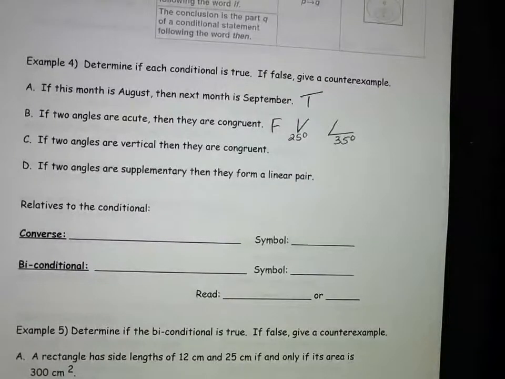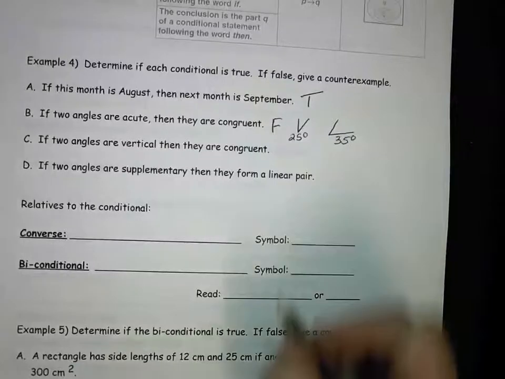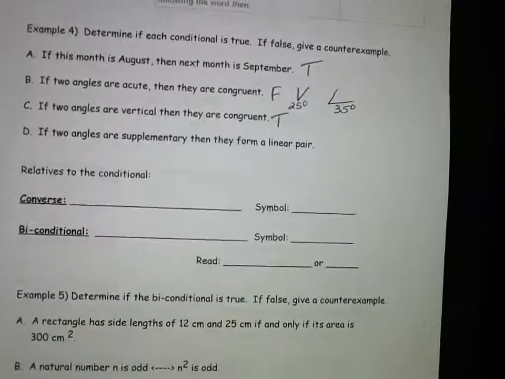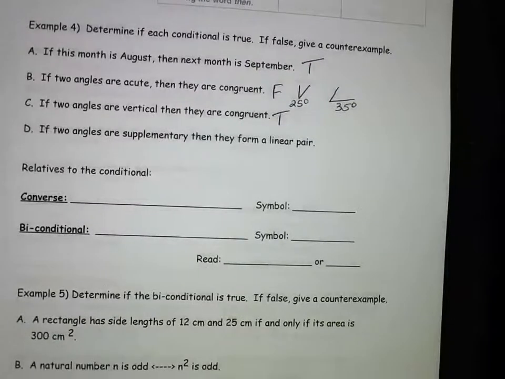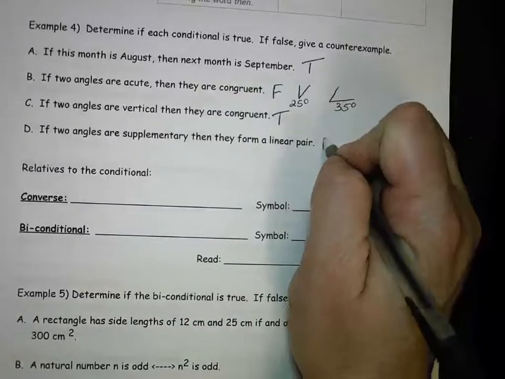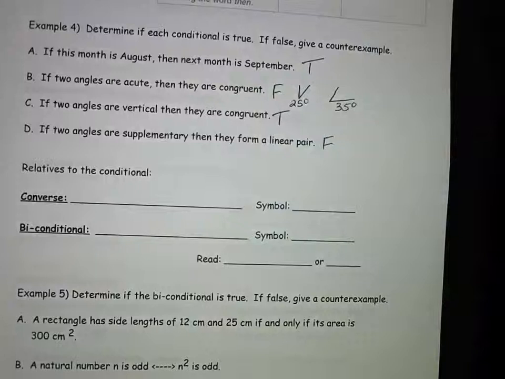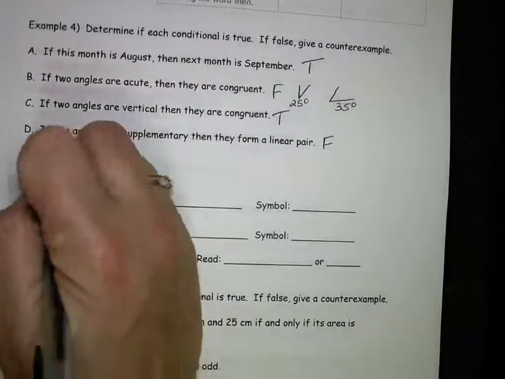C, if two angles are vertical, then they are congruent. That is true. And D, if two angles are supplementary, then they form a linear pair. That is false. You need to find two angles that are supplementary that do not form a linear pair.